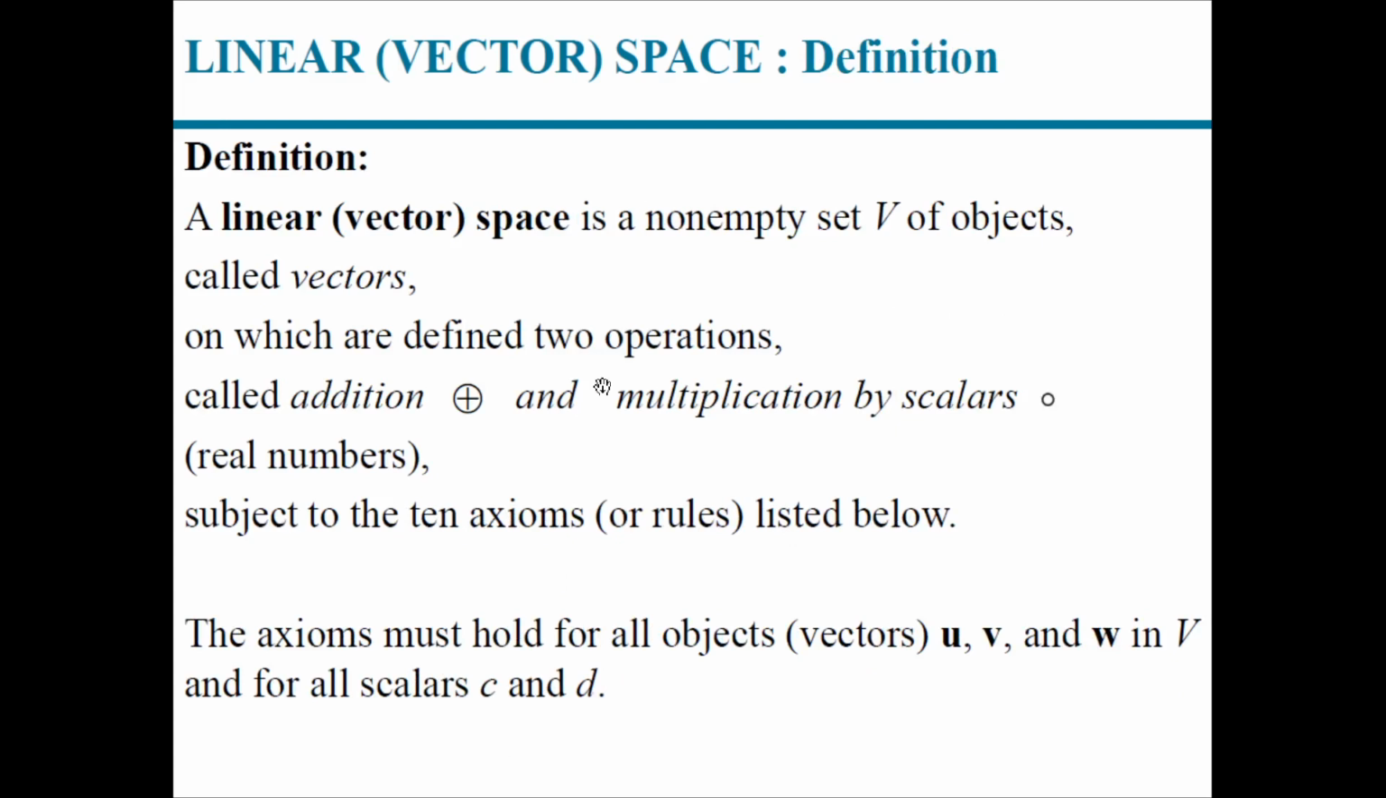So, the formal definition of a linear space. What we need is a non-empty set of objects on which we define two operations, addition of objects and multiplication by a scalar. In our case the scalars are going to be real numbers. And those two operations need to satisfy a certain number of rules. When they do, then we call that set with those two operations a linear space.